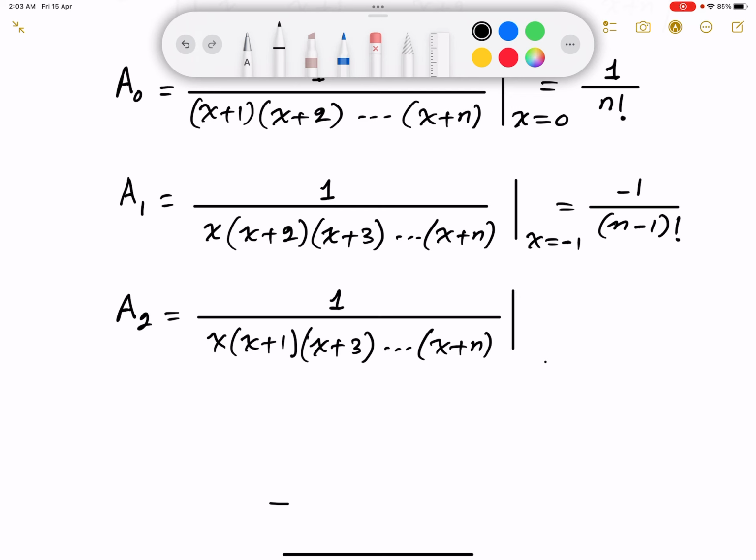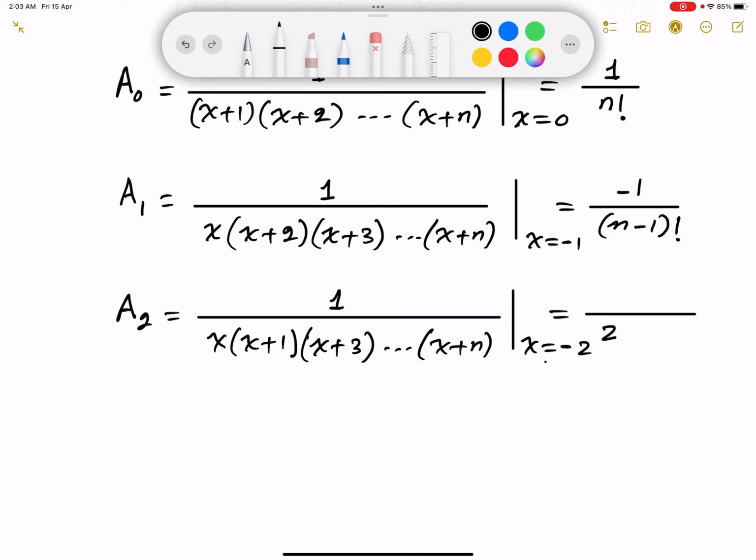Everything has to be evaluated at the root of x plus 2, which is minus 2. So x equals minus 2. Okay? So if we evaluate at minus 2, that's going to give us 1 over minus 2 multiplied by minus 2 plus 1, which is minus 1. So minus 2 multiplied by minus 1 is going to give us 2 in the denominator.